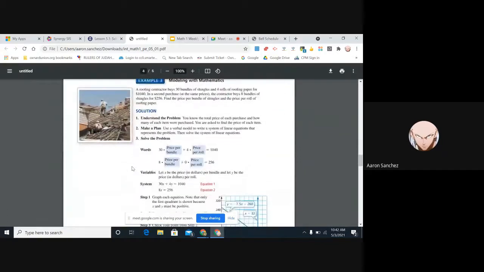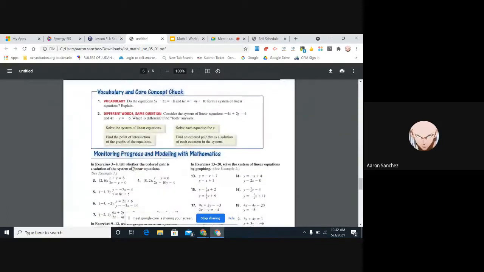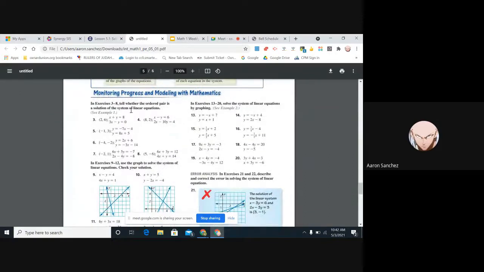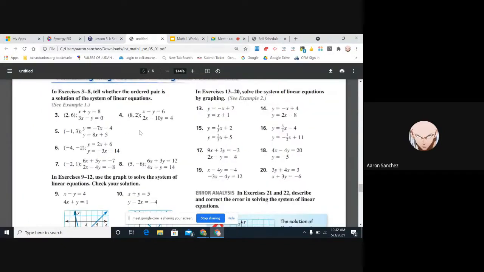Okay, so number 3. What are they asking for in 3? Tell whether the ordered pair is a solution of the system of linear equations. Does (2, 6) go through this point, or does this line go through (2, 6), and does this line go through (2, 6)? We'll graph it and see, but let's write it down and take a look at what all this is here.